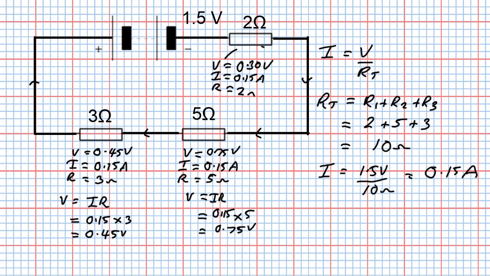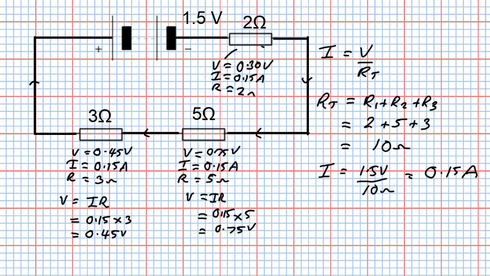The important thing to note is that if you add up all the potential differences across each resistor, 0.3 volts, 0.75 volts, 0.45 volts, you will get the value of 1.5 volts. That's how easy it is to work these circuits.